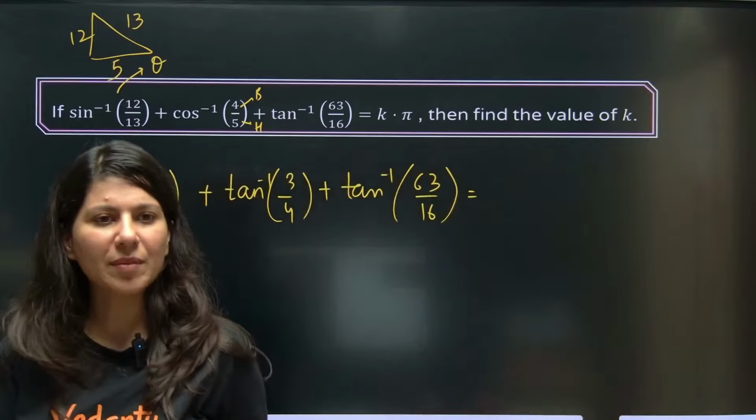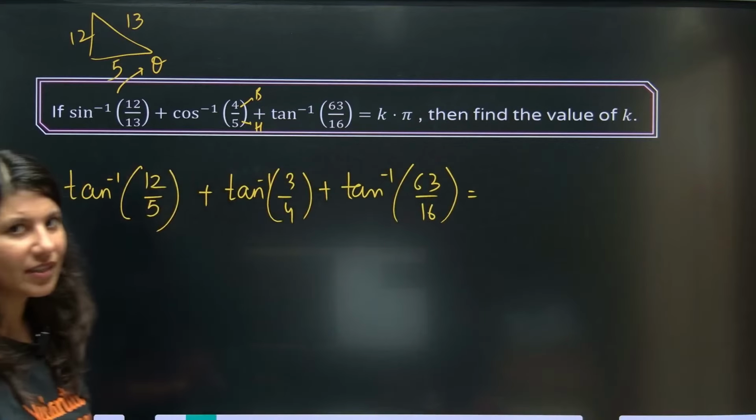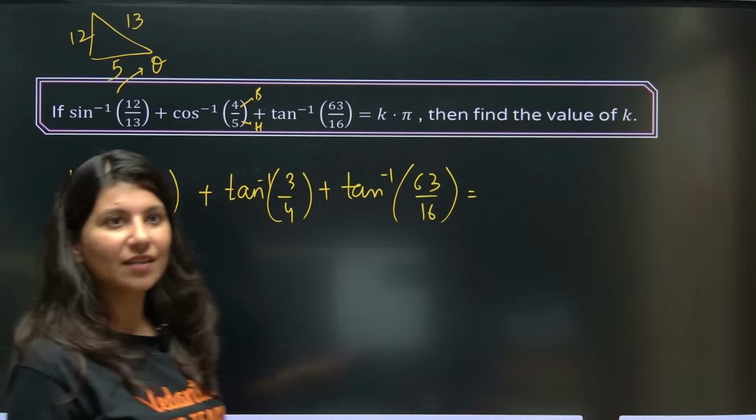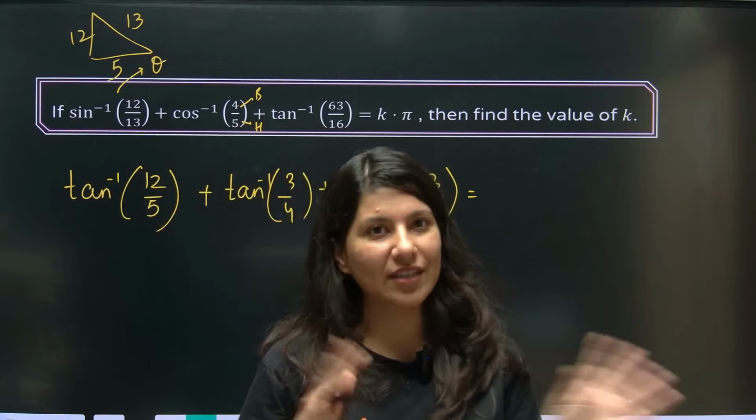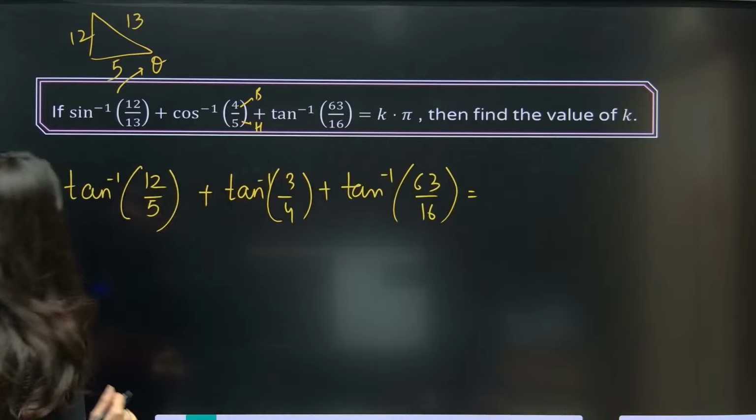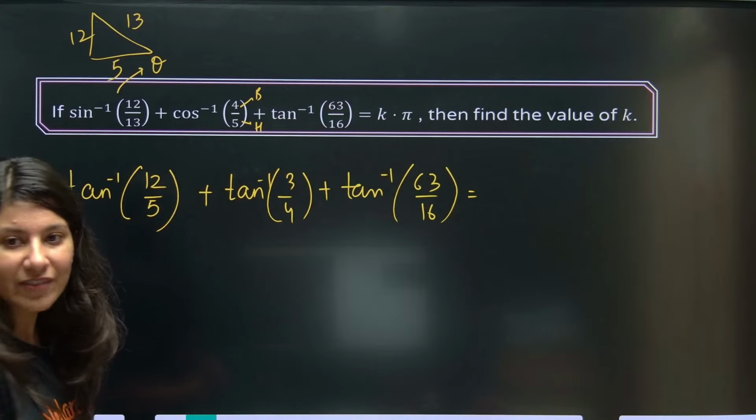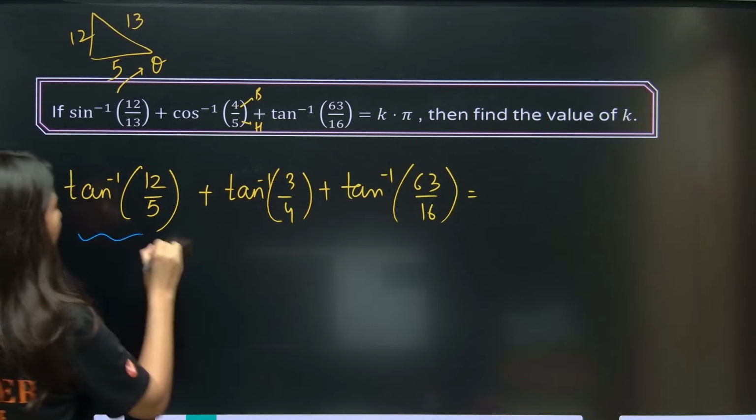Okay, after that maybe we'll need one more session for ITF. This question I think will be done. One more session I'll take for property 7 and summation of series. Okay, so now tan inverse 12 by 5. Now we have to apply this here.